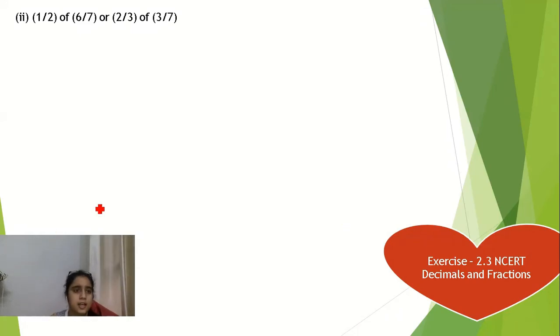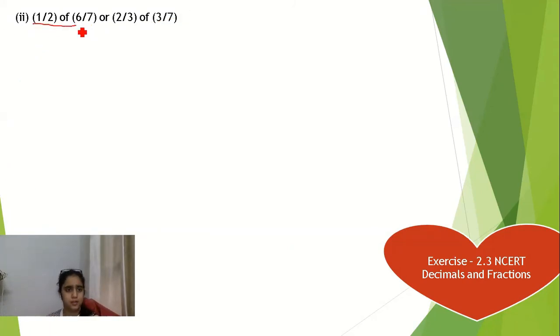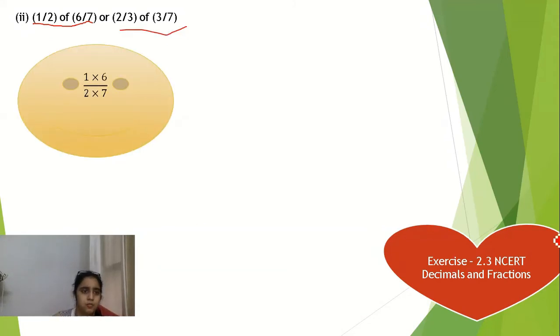Our second part is the same kind of part. First we will multiply this number and then we will multiply this number, and we will make the denominator same in order to compare those fractions. So first we multiply 1 upon 2 by 6 upon 7, and it easily cuts with the 2: 2 ones are 2 and 2 threes are 6. In the numerator we get 3, and in the denominator we get 7. So our answer is 3 upon 7.